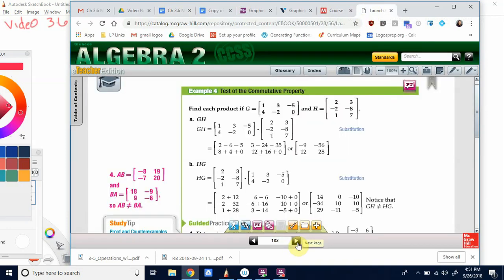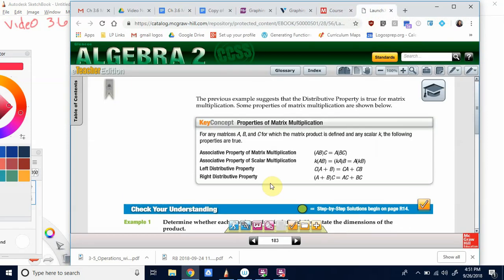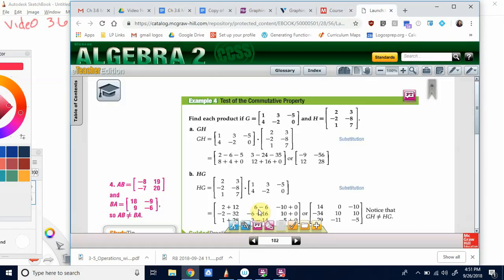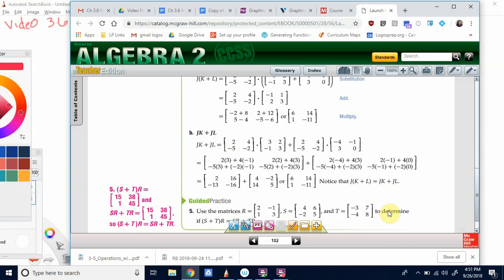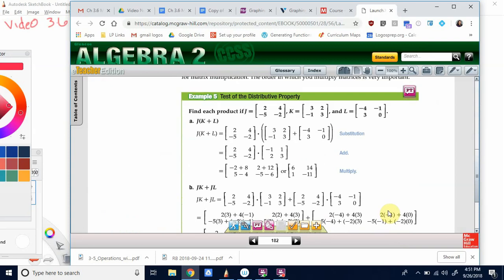So we just did it a different way. We tested the commutative property. Now what we're testing is the distributive property. Whoops, went too far. So we look here, they do the work, and we notice that we get the same result. So we can say that J times K plus L is equal to, if we distribute it, JK plus JL. So the distributive property does exist for matrices. So stop this, try the guided practice, and then we'll see you in class.